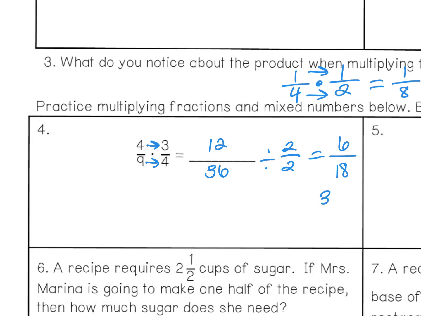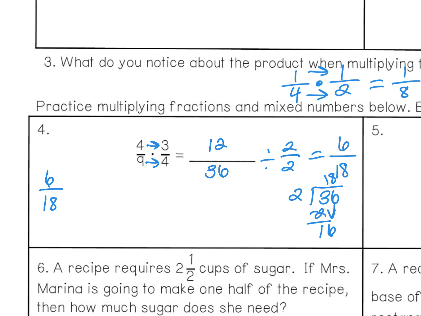Okay, I can solve that over here. 36 divided by 2. 2 goes into 3 one time evenly with 1 left over. Drop down your 6. 2 goes into 16 8 times, giving us 18. Okay. So now I have 6 over 18.